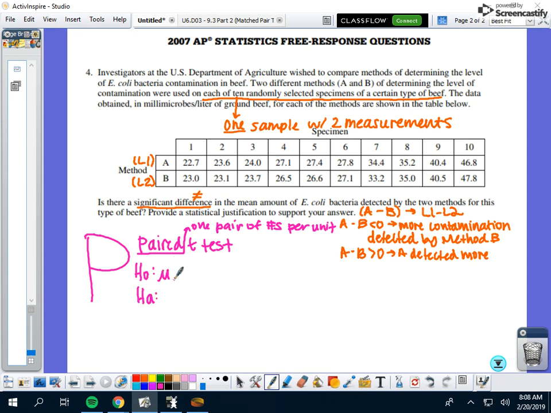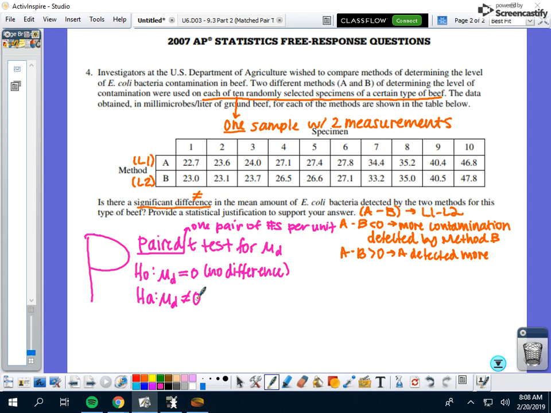H0: mu, I like to use subscript D. We always do no difference for the null. No difference mathematically, when we have one number, it means 0. And then we already decided this was a not equal to sign.